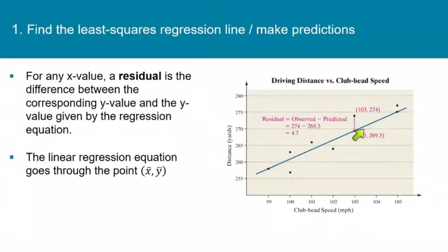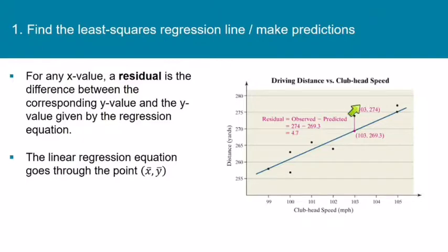Here is the scatter diagram that we created in section 4.1, and you'll remember it was driving distance versus clubhead speed. So we have the clubhead speed here on the x-axis and the driving distance, the distance the ball traveled in yards on the y-axis. So for any x value, a residual is the difference between the corresponding y value and the y value that's given by the regression equation.